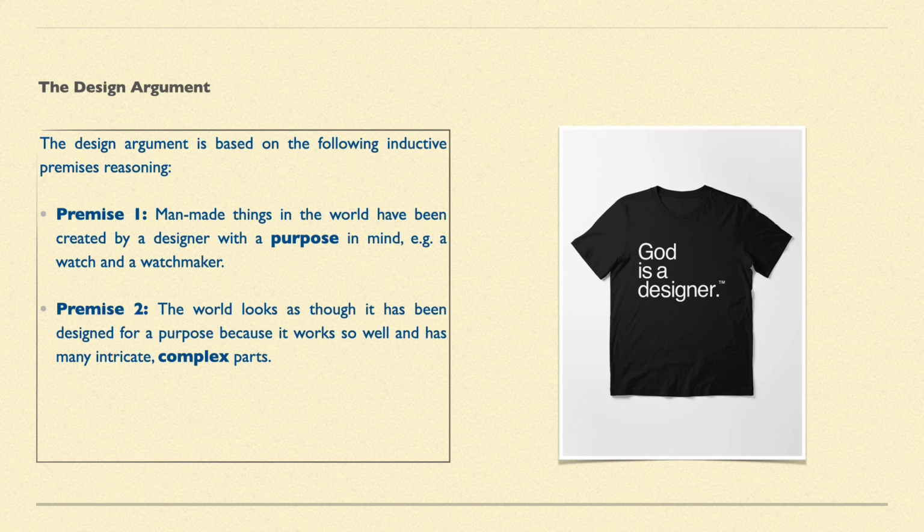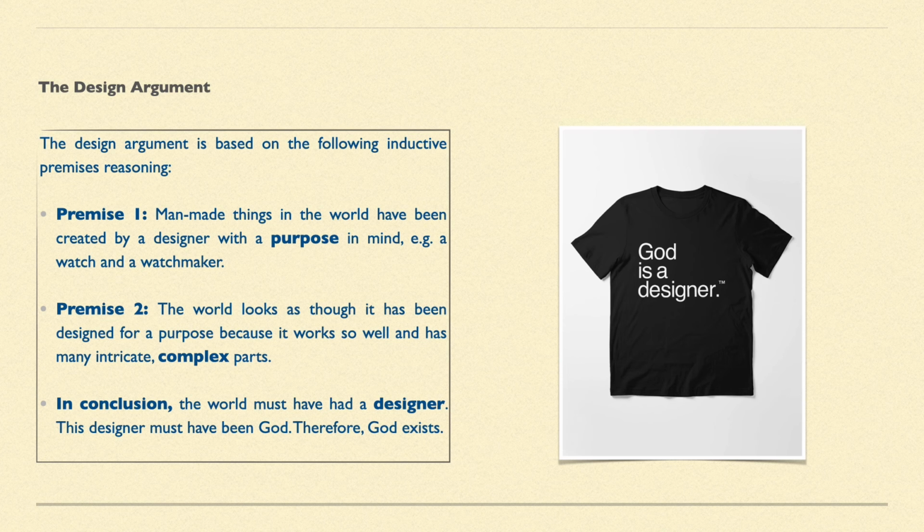Premise 2. The world looks as though it has been designed for a purpose because it works so well and it's got many intricate, complex parts. So shifting from man-made things to the world itself. And the conclusion is drawn that the world must have had a designer. This designer must have been God. Therefore, God exists. You can see there that it would be acceptable for everybody to assume premise 1 is true.